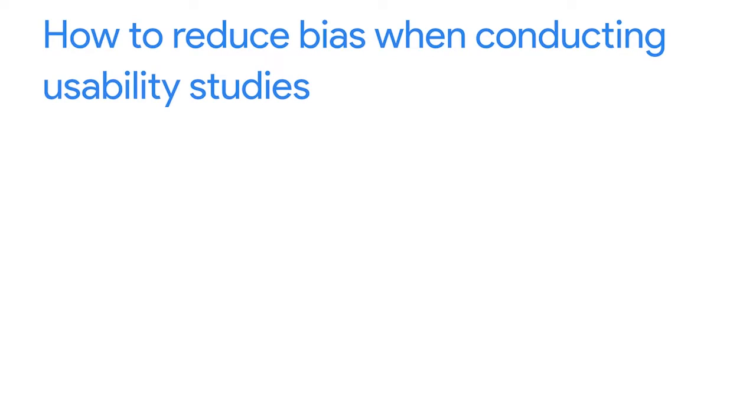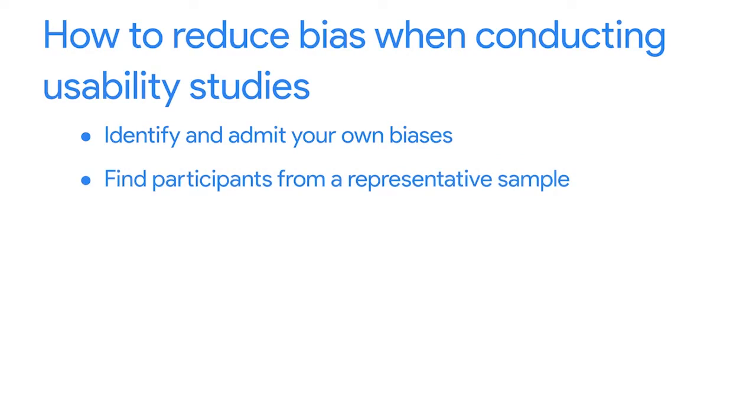Well, the first step you can take to reduce bias when conducting a usability study is identify and admit your own biases. So, besides identifying them, what else can we do to avoid biases? Find participants from a representative sample. The small group of participants you conduct your usability study with should represent your key user group, as well as user groups that are often marginalized.